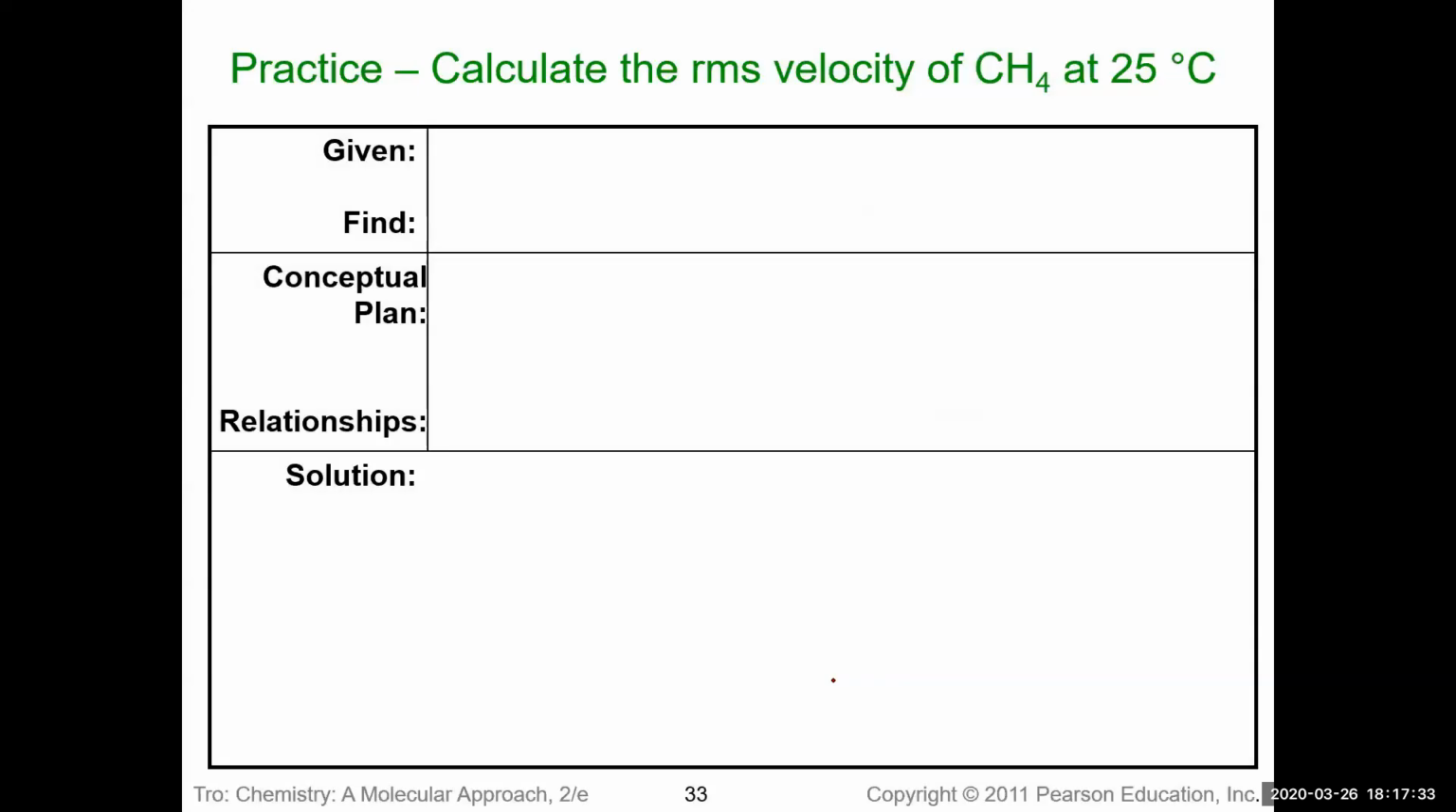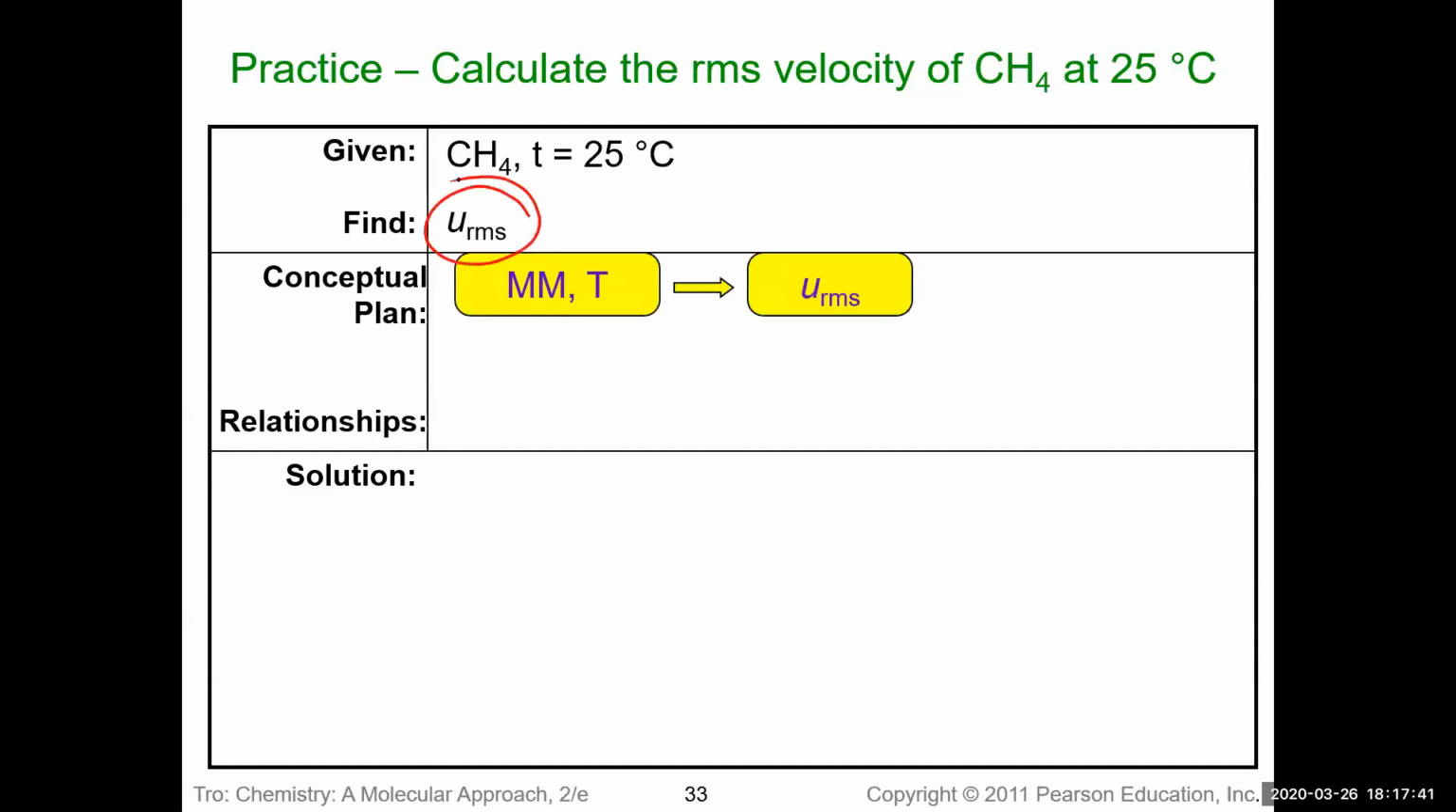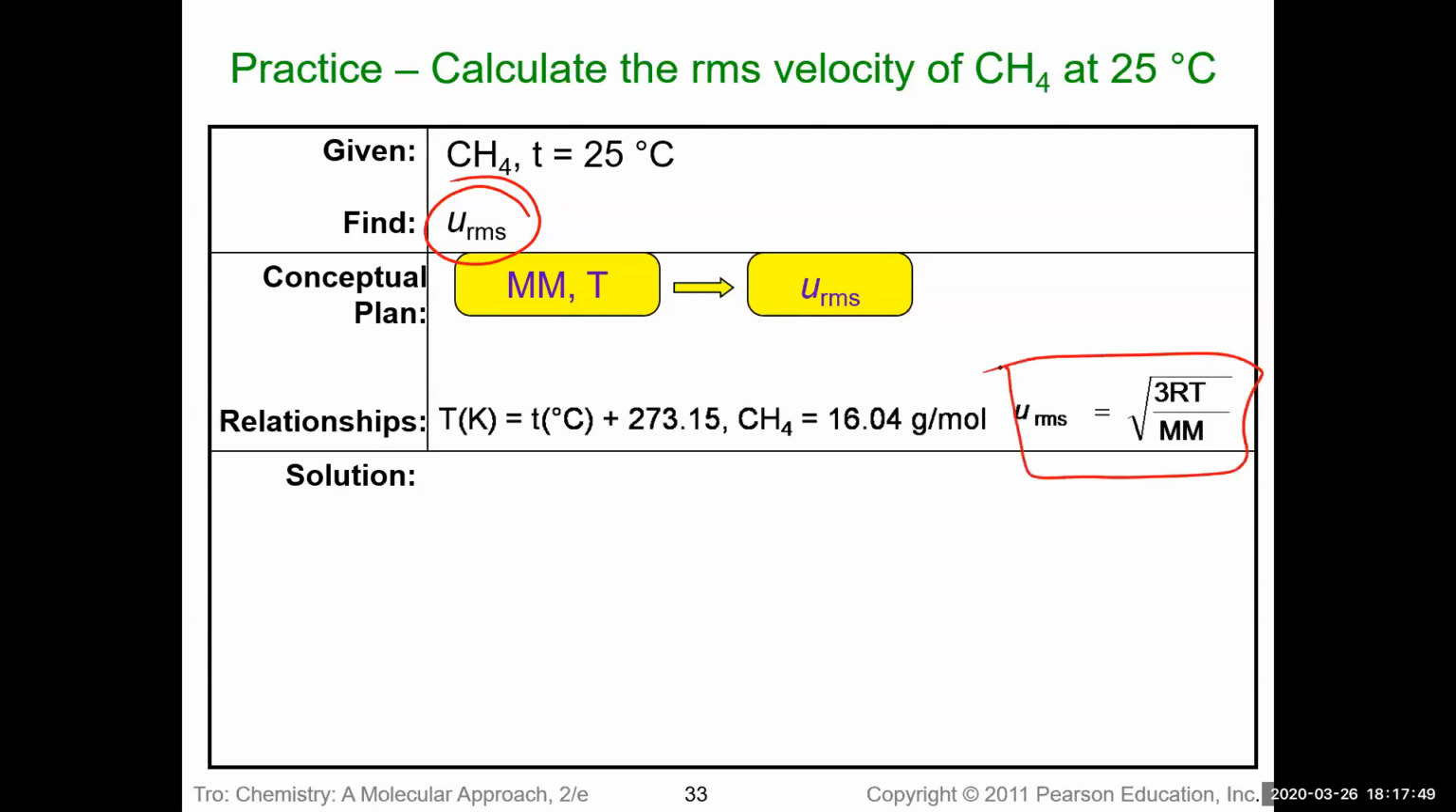Okay, so let's do practice with this one. We're going to do the root mean square velocity of methane at 25 degrees Celsius. And this is that RMS I was talking about. This is a little bit different than I showed you, and you'll see why: it's because I'm correcting for our units.